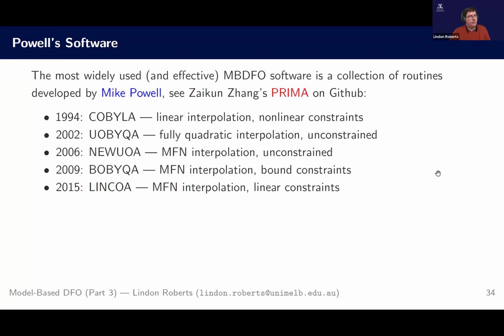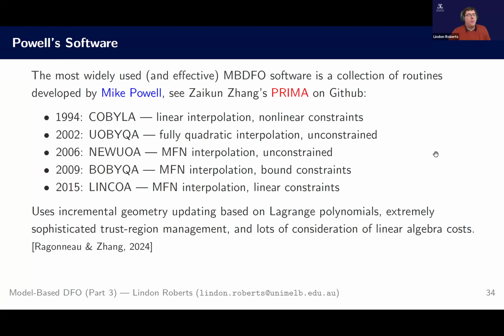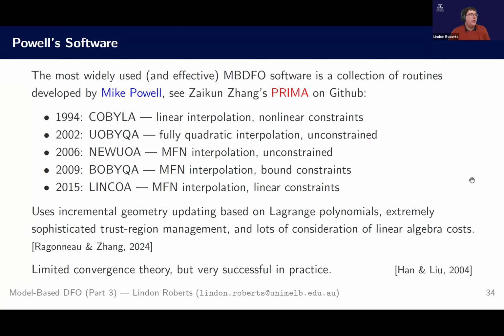So nonlinear, unconstrained, bound constrained, linear constraints with different types of interpolation. They're very, very sophisticated methods. They do, at their heart, use this lambda-poisedness idea, incremental updating of geometry, but there's much more sophisticated management of the trust region, much more sophisticated consideration of the linear algebra aspects, and a lot more. There's a nice summary in this paper here of the core ideas. These do not match the convergence theory. They are very successful, but we don't have theory for them, with the exception of this short paper on local convergence, which addresses a question from Monday.